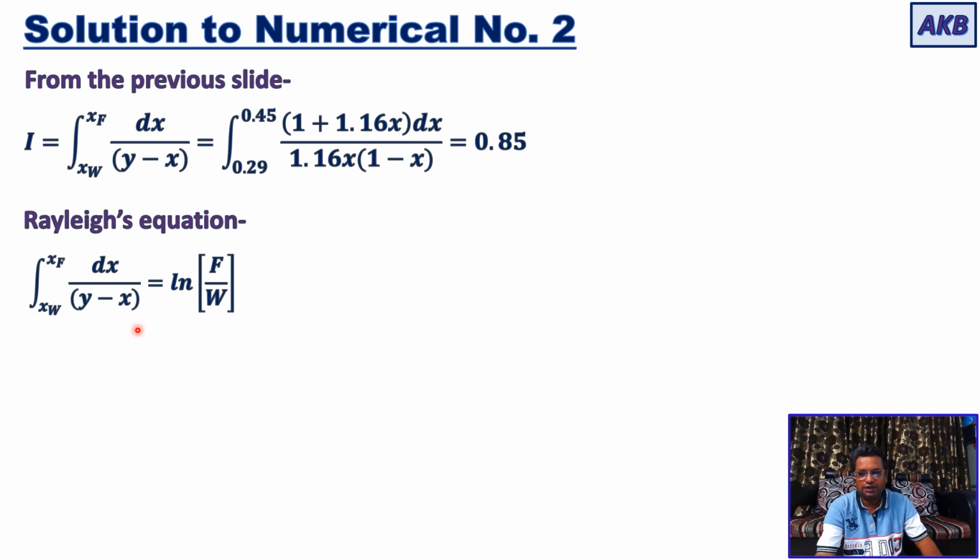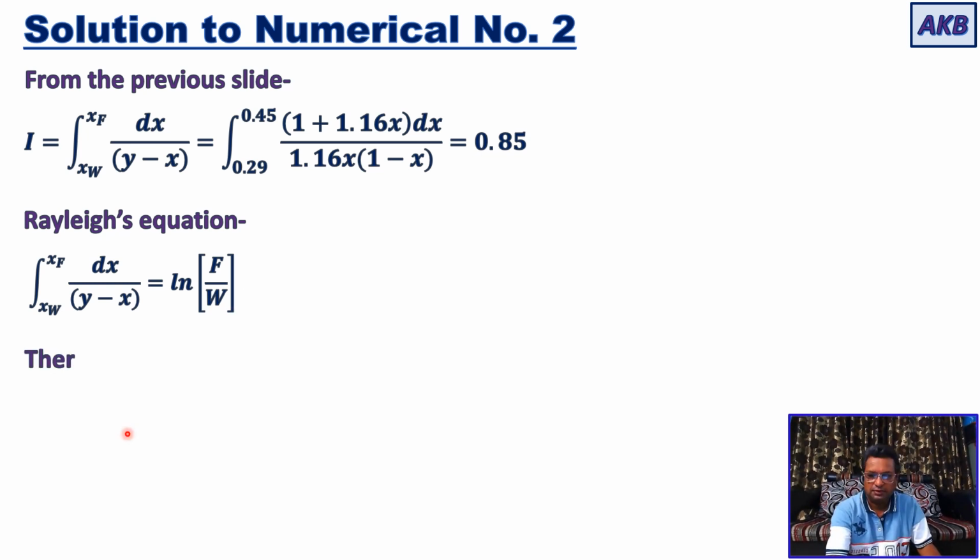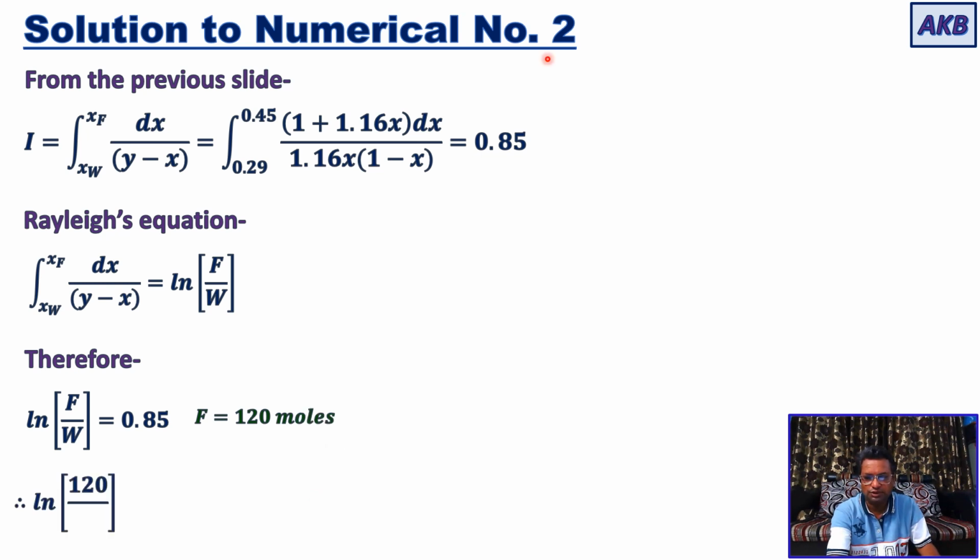Now the Rayleigh's equation is, we got it, we are going to use it to get w. So it is integration from xw to xf of dx upon (y - x), that is equal to ln of F by W. So now we have got the value of the integral, it is 0.85. So ln of F by W is equal to 0.85. F is given to us, it is 120 moles. So that will be ln of 120 by W is equal to 0.85.